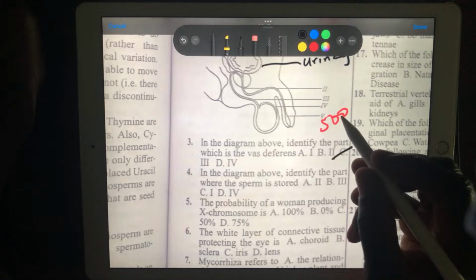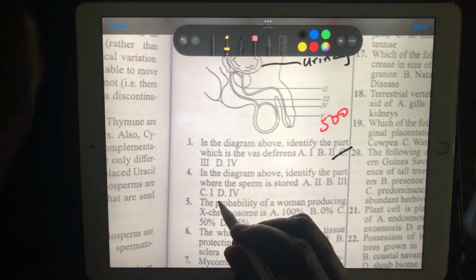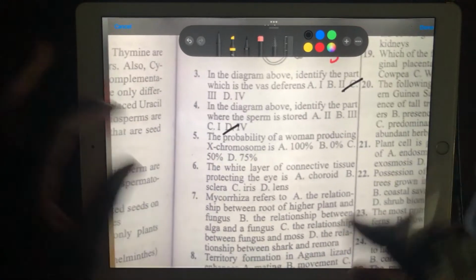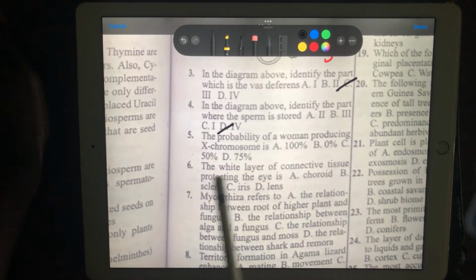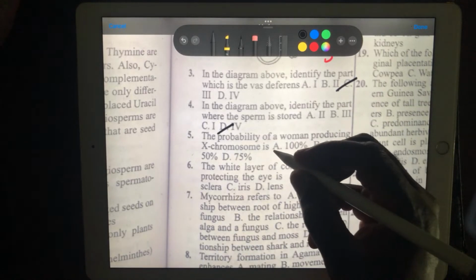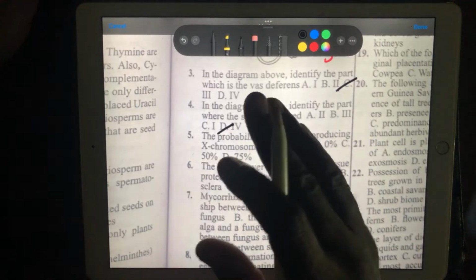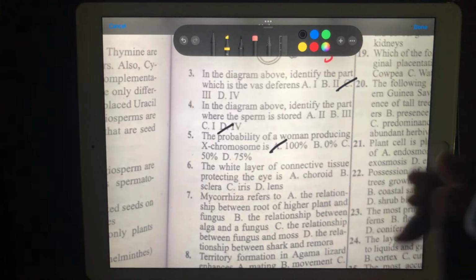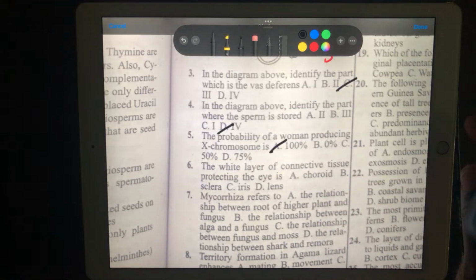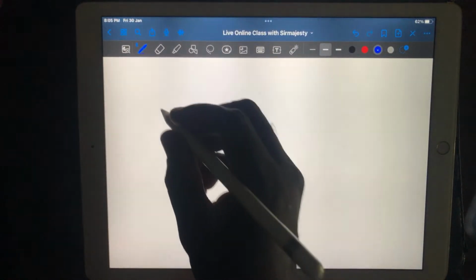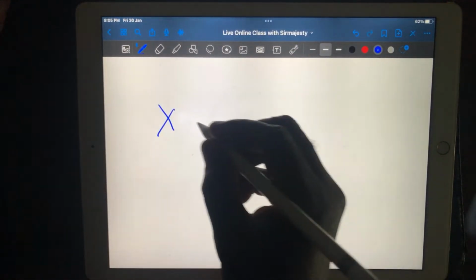So we are looking at D as the correct answer. Now, number 5 says the probability of a woman producing X chromosome is nothing but 100%. Why? Because we have 2 sex chromosomes, which are the X and the Y chromosome.